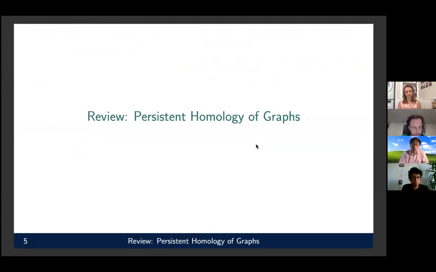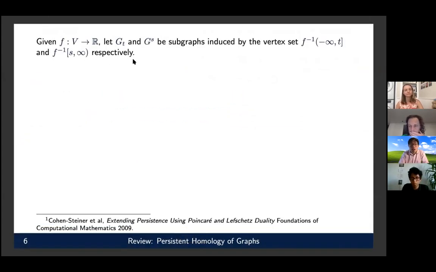In this case, when we talk about persistent homology of graphs, I want to use a special version of persistent homology called extended persistence. So here, if we have a function from vertices to real numbers, we have subgraphs induced by sublevel sets of the vertices, and we also have superlevel sets of the vertices and subgraphs induced by those. That's denoted by the lower script G_t for the sublevel sets, and the G^s superscript for the superlevel sets.